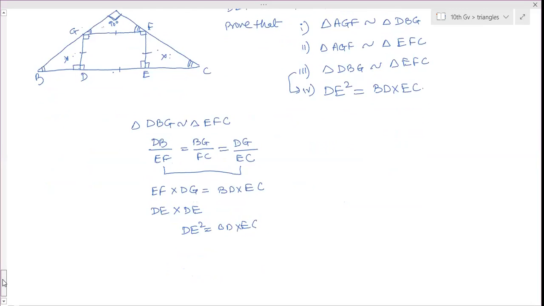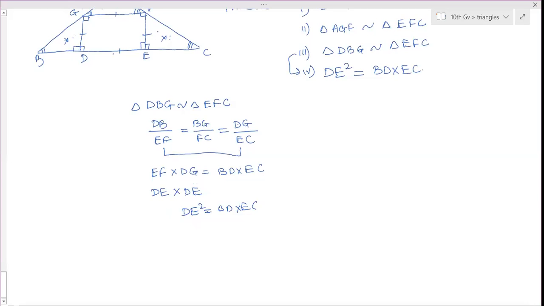And one more question right now. You have to do homework. One more question only left out. You try first. If you can't, then I will solve it.